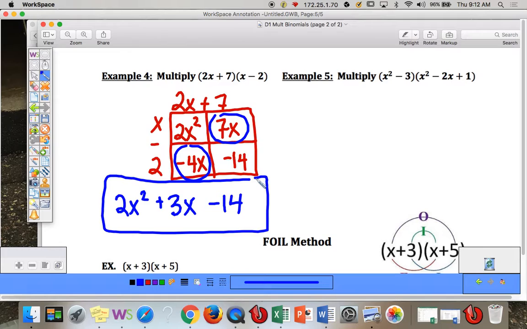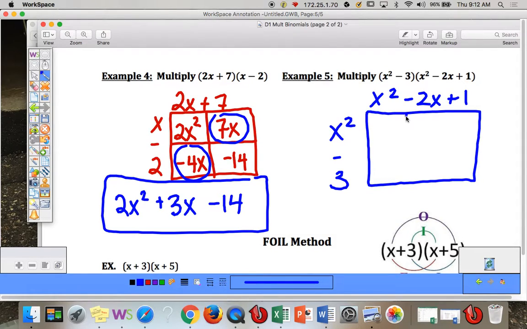We can also use this rectangle or box method to multiply a trinomial times a binomial. A trinomial has 3 terms, the x squared minus 2x plus 1, and we also have x squared minus 3. So here's our rectangle. Everywhere we see plus and minus, draw your lines. We have 6 boxes this time.